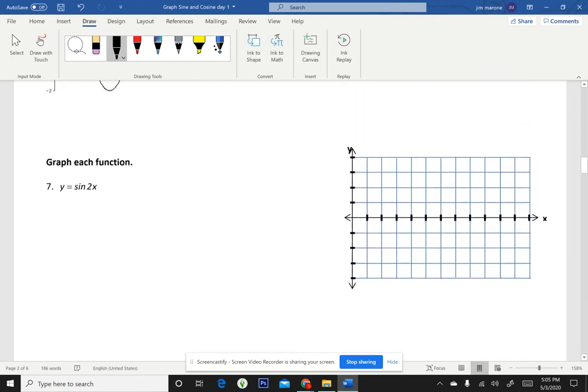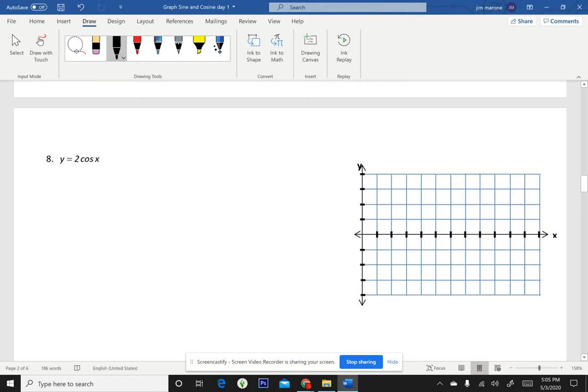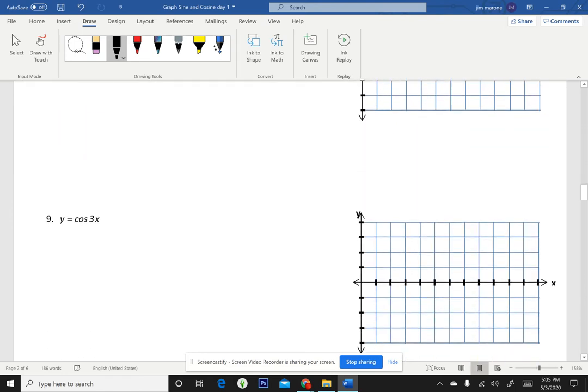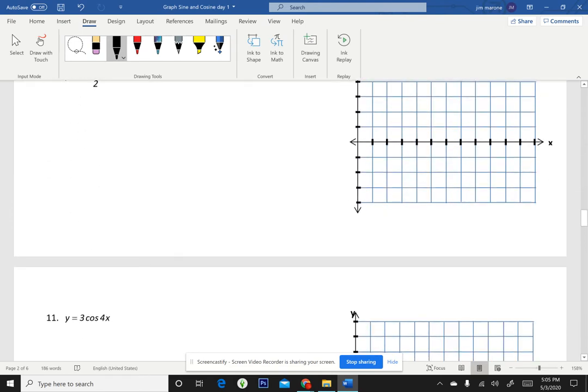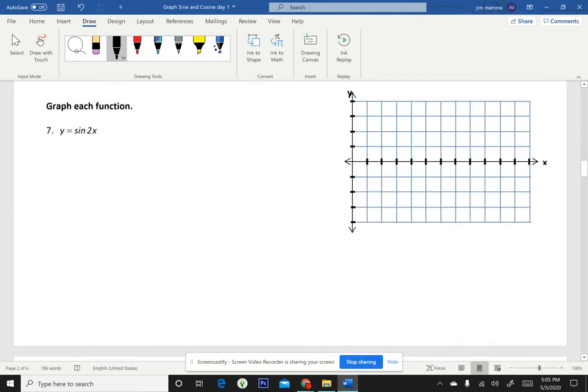The next one on this page is going to be actually graphing them given the function. So if you see here, the amplitude of the first one is 1, 8 the amplitude is 2, 9 the amplitude is 1, 10 the amplitude is 1, 11 and 3 is 3. So first, it's important to know what the amplitude is. So first we find the amplitude.